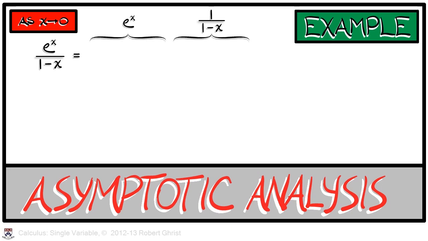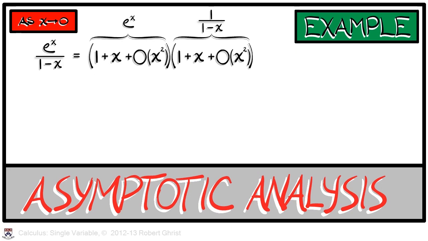Well, I'm going to write that as the product of two functions. E to the x is 1 plus x plus big O of x squared. Using the geometric series, we see that 1 over 1 minus x is also 1 plus x plus big O of x squared. Now, how do we simplify this? Well, we pretend that everything in sight is just polynomials and multiply them together, even the big O terms. The first term is 1 plus x quantity squared.